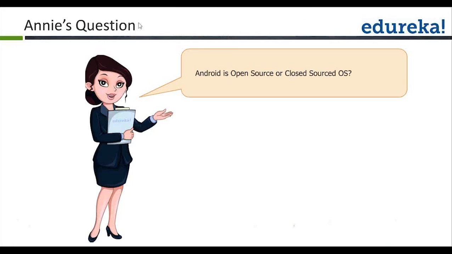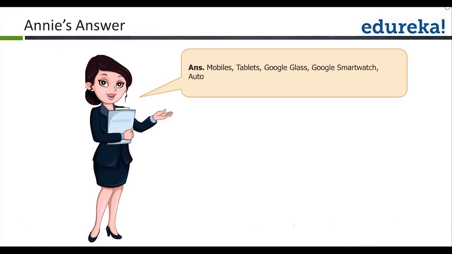Okay, so the next question is: is Android open source or closed source? Can you tell me over the chat window? Exactly. So Android is an open source operating system. What is meant by open source operating system? It means that you will have access to the source code, and you can go through the platform source code and create your own operating system based on Android. So the next question is: what are all the target platforms on which Android runs?